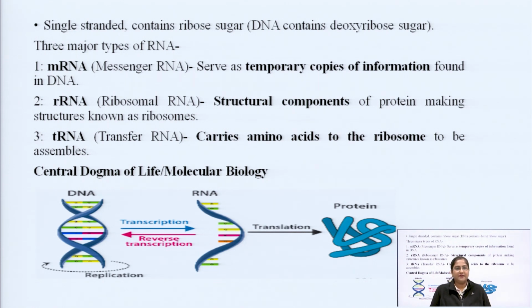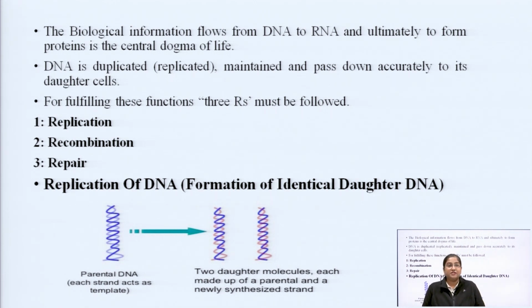In the central dogma of molecular biology, there are three steps followed. The DNA will replicate itself, and the process is called replication. In the second step, DNA will form RNA, and the process is called transcription. And the last process is that RNA will form protein, and that process is called translation. The biological information that flows from DNA to RNA and then to protein is the central dogma of life.